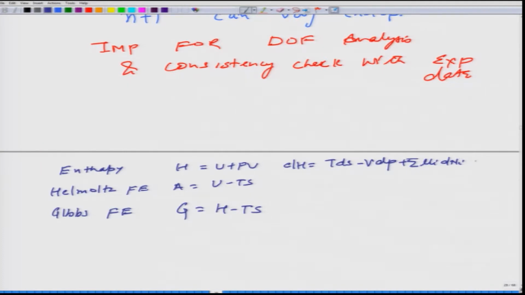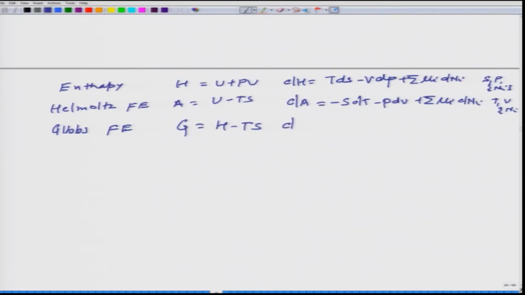Okay. What are the natural variables here? S, P, N_i. Okay. Similarly, for A, dA = -SdT - PdV + summation mu_i dN_i. The natural variables are T, V and N_i, and for G you have dG = -SdT + VdP + summation mu_i dN_i, and the natural variables here are T, P, N_i.